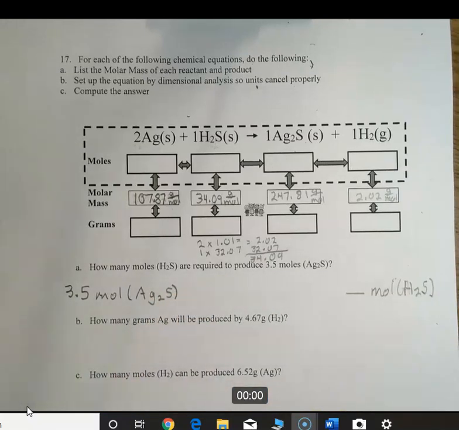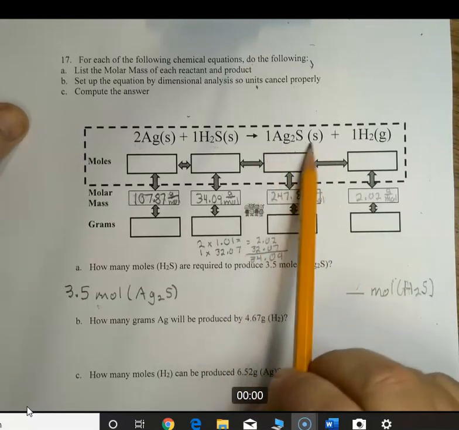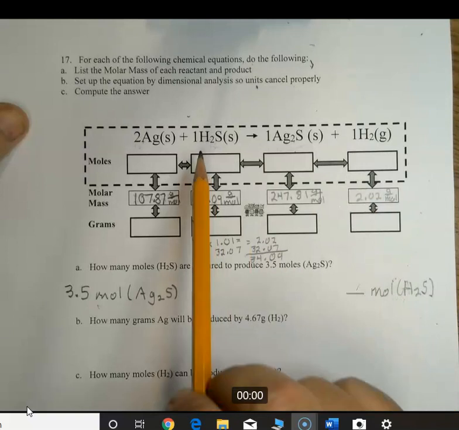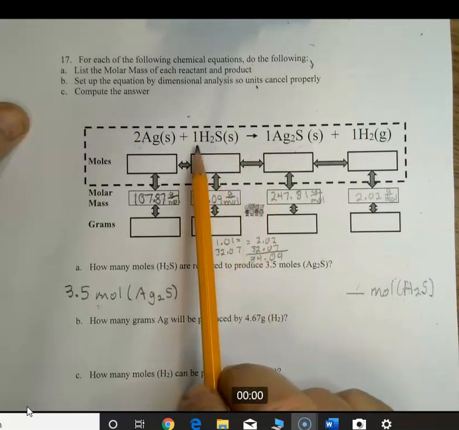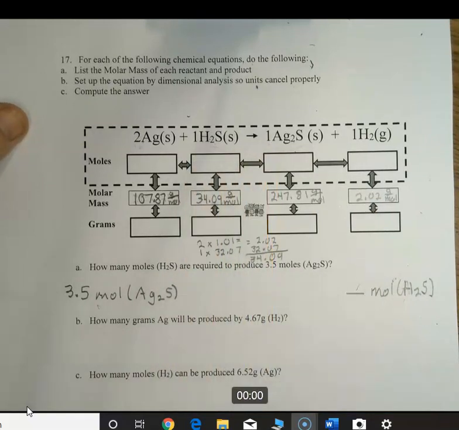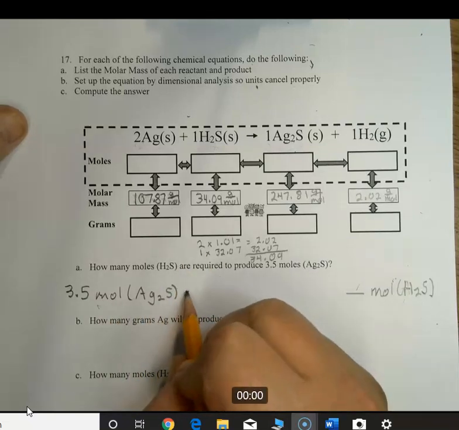All right, well, if you remember way back, moles to moles is just a single conversion. Okay, and we need to simply come up here and find Ag2S and find H2S, and we see that there's 1 mole of H2S for every 1 mole of Ag2S. So that's going to be our ratio. And we want to put the 1 on the bottom, Ag2S, it's going to make this cancel out.